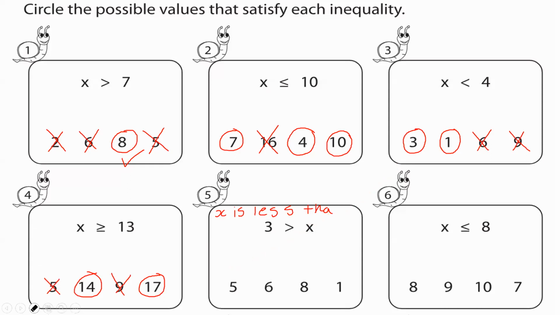So x is less than 3, and so that means what numbers work if x is less than 3? 1 would work. What else? 2 would work. 8 would not work, right? How about 6? 6 would not work, and 5 would not work. The only number that works is 1. Okay, let's move on to the next one.